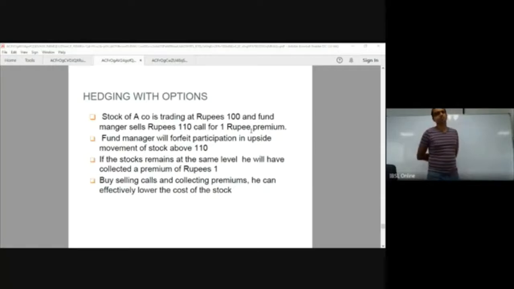So if it goes above 110, because the strike price is 110, he'll be selling at 110, isn't it? This is the current price. This is the strike. 110. For as long as it stays below 110, that is fine. He will earn the premium. But if it goes above 110, he has sold a call option. Sold a call option means this option will get exercised if it goes above 110. So in that case, he'll be selling shares of A at a price of 110 maximum.